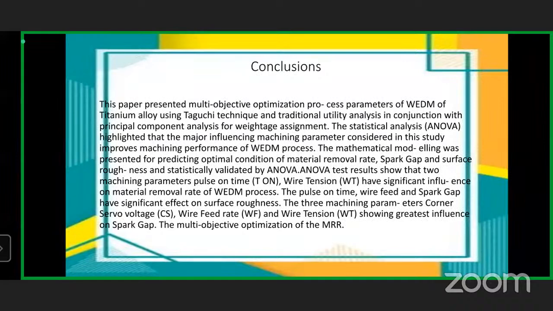The pulse on time, wire feed, and spark gap have significant effect on surface roughness. The three machining parameters, corner, servo voltage, wire feed rate, and wire tension, show the greatest influence on spark gap. The multi-objective optimization of the MRR.